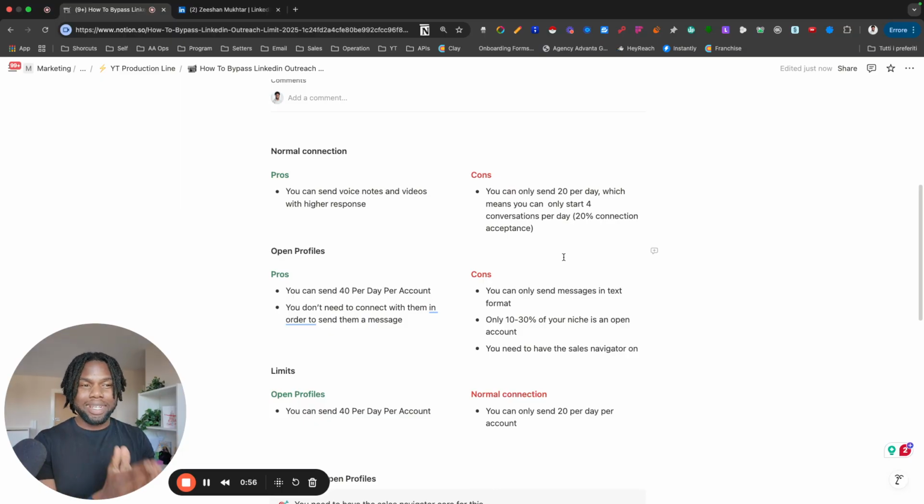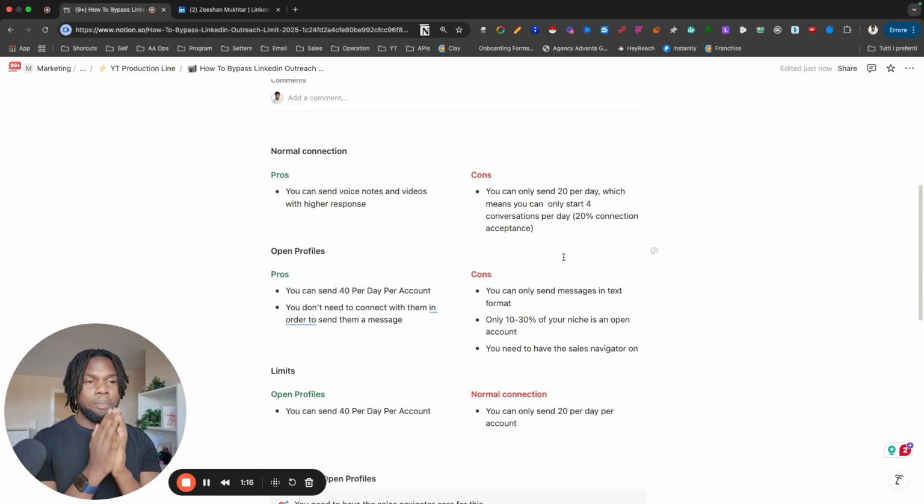Okay, so for normal connections, the main pro is that you can do it to everyone, and you can actually start sending voice notes and videos in normal connections. If you send a request to someone and they accept it, you can send them a voice note or a video. This is going to be a game changer because you can add a level of personalization that you can add in other mediums like email or cold calling, which is very good.